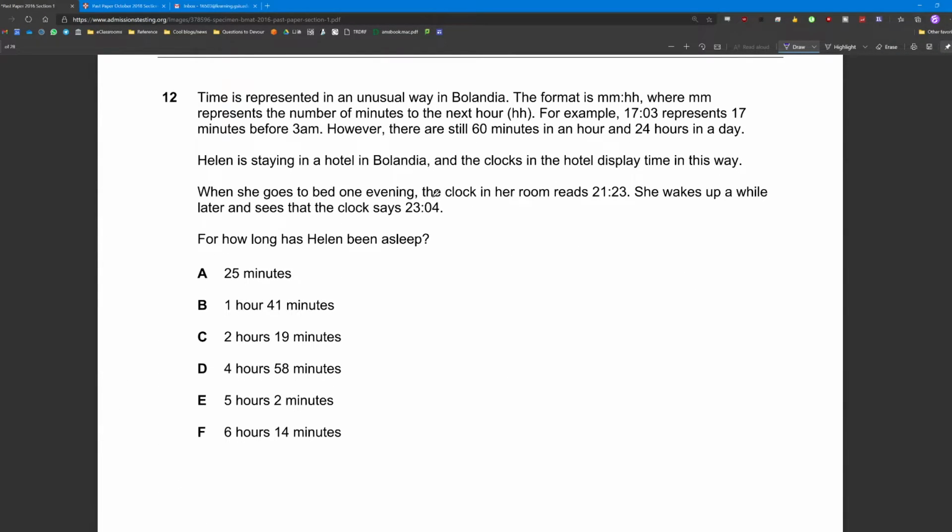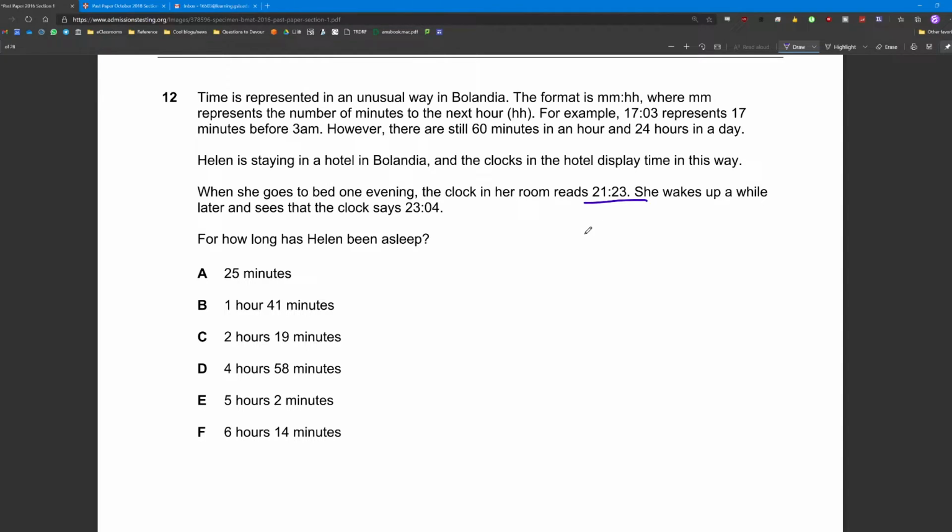Time is represented in an unusual way in Bolandia. The format is minutes hours, where minutes represents the number of minutes to the next hour. Okay, so she's staying in a hotel. The clocks in the hotel display time this way. When she goes to bed one evening, the clock in her room reads 21:23.